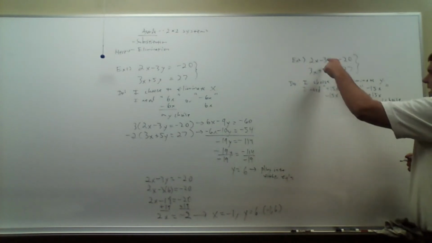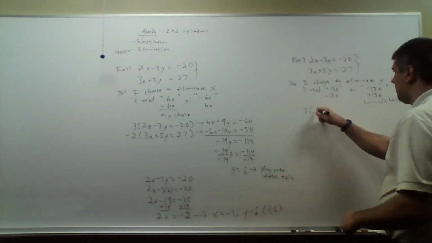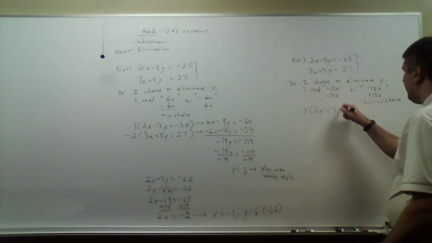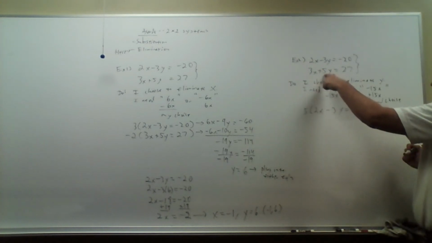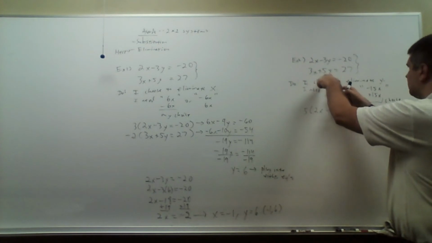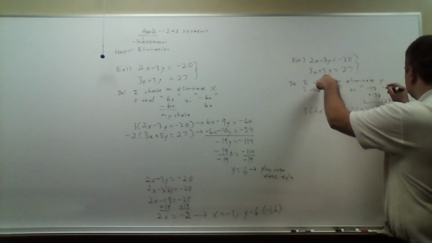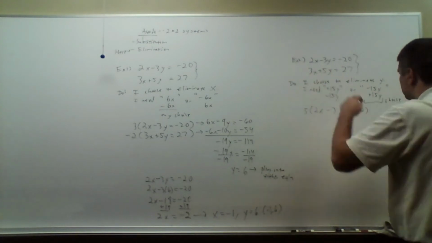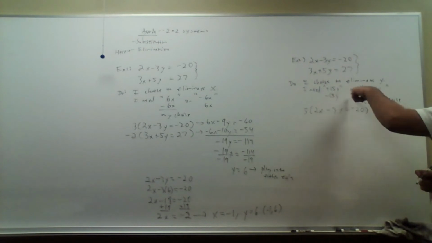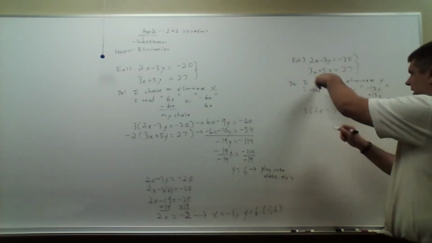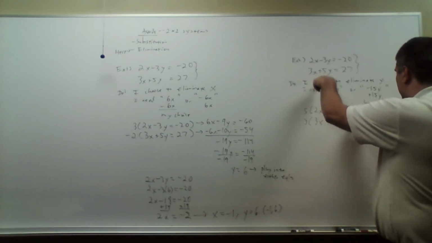So to get this to be negative 15x, I would only need to multiply this by 5. So 2x minus 3y equals negative 20. If I want this to become 15y, I need to multiply that by 3. So that's going to be 3x plus 5y equals 27.